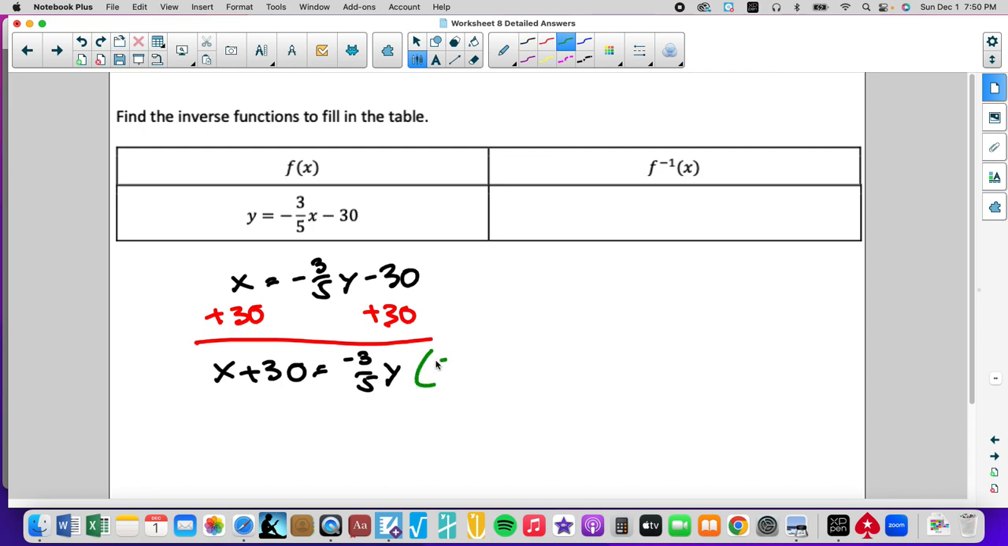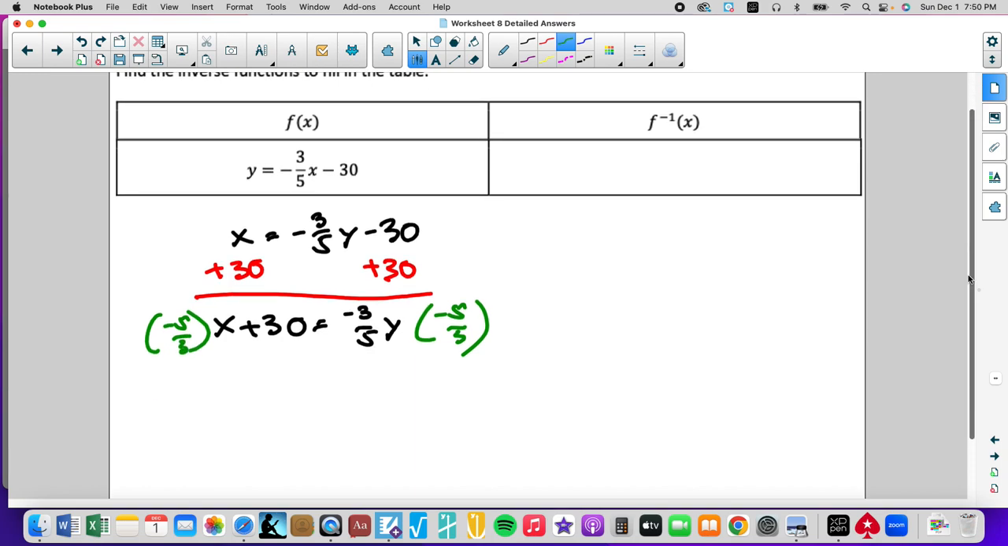We're going to multiply by negative 5/3. And we get negative 5/3 x minus 50 equals y. So negative 5/3 x minus 50, because we're going to distribute that. That gets this. 3 in the denominator cancels with that 10. Negative 5 times 10 is negative 50.